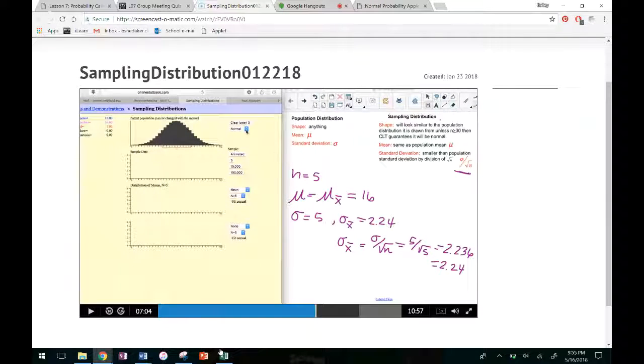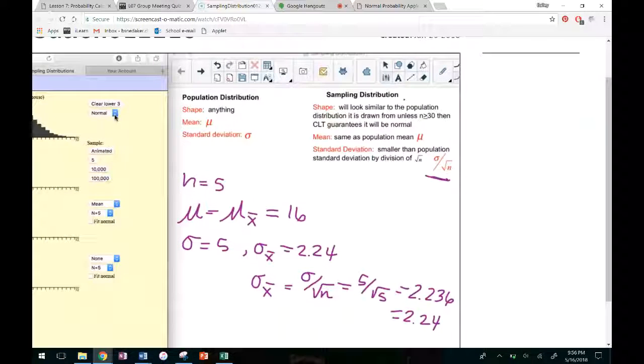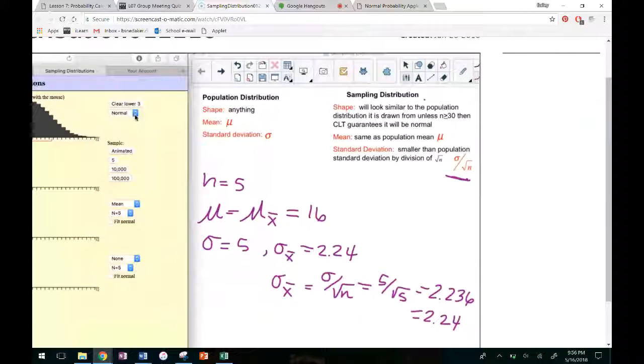So, do you see my screen? Yes. So, the shape will look similar to the population distribution it is drawn from unless n is greater than or equal to 30. It would be normal then. Yeah. Okay, so it would be normal.